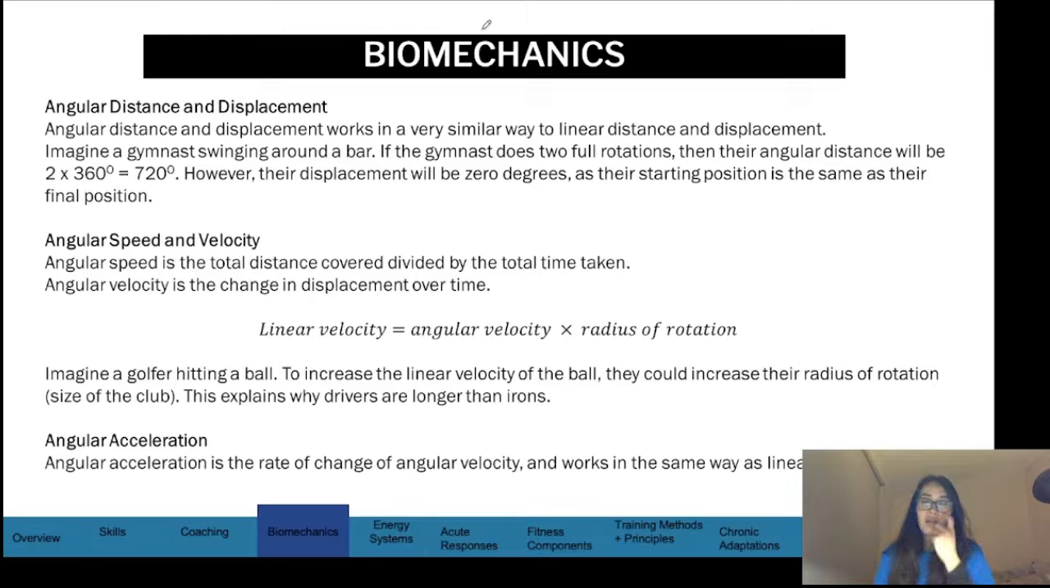So drivers are longer than irons because you want to hit it further. You want to hit straight off the tee to get as close as possible to the hole, right? So a driver will help you hit it far and long because it is quite a long club and it has an increased radius of rotation. And if you apply the same velocity to that, you can actually increase the overall linear velocity and get it to go further. Okay?